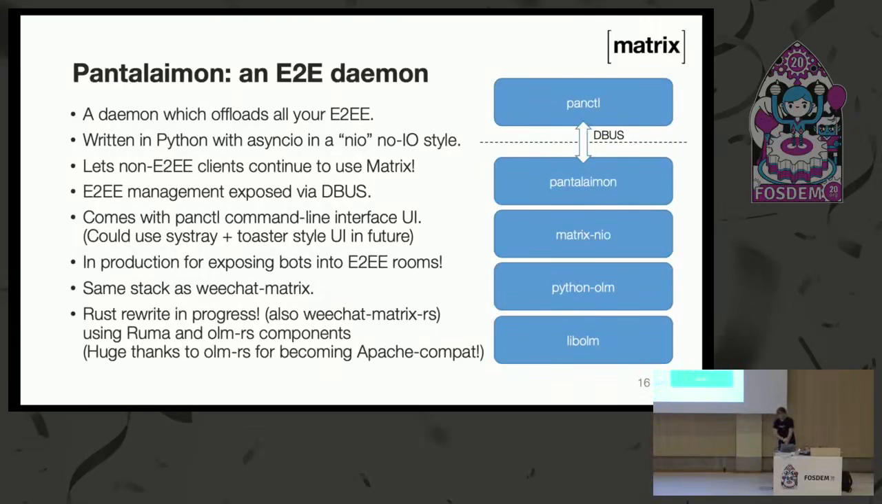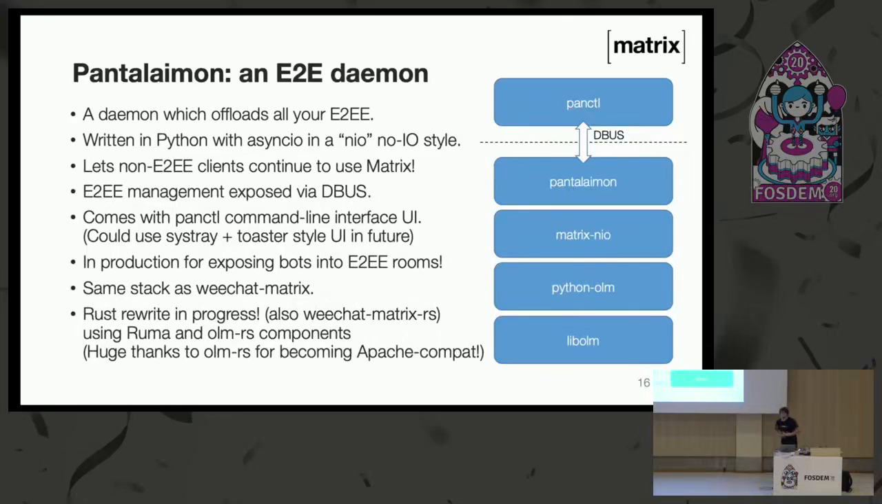It's written in Python, in asyncio using the sans-IO style, which is basically you abstract all the IO away and then plug it into asyncio at the last minute. It provides a management interface by D-Bus, and we ship a command line interface, but the idea is that people will hopefully write little system tray pop-ups, so you can have little things saying, hey, do you want to verify the new user in this conversation, even when you're not using an E2E capable client. It's actually the same stack as Weechat-Matrix.